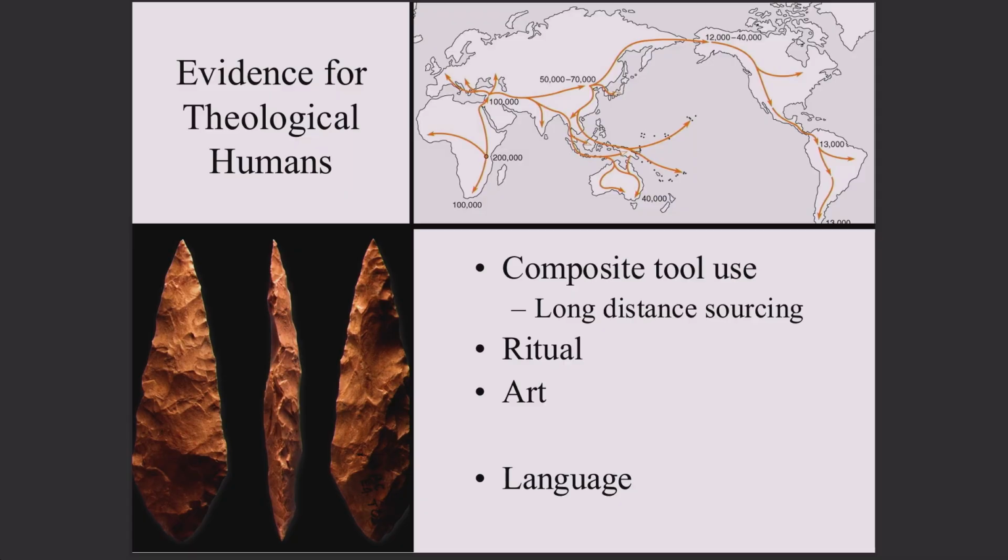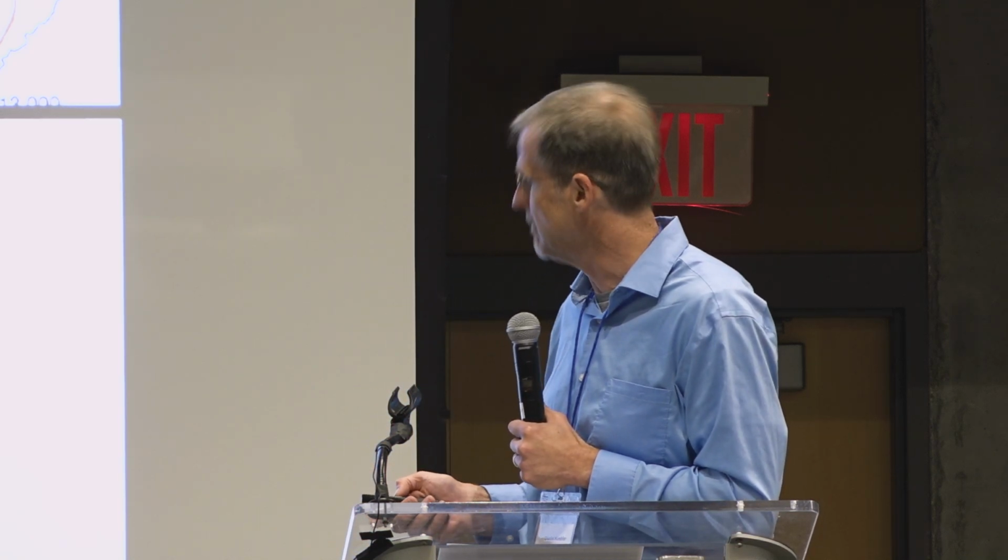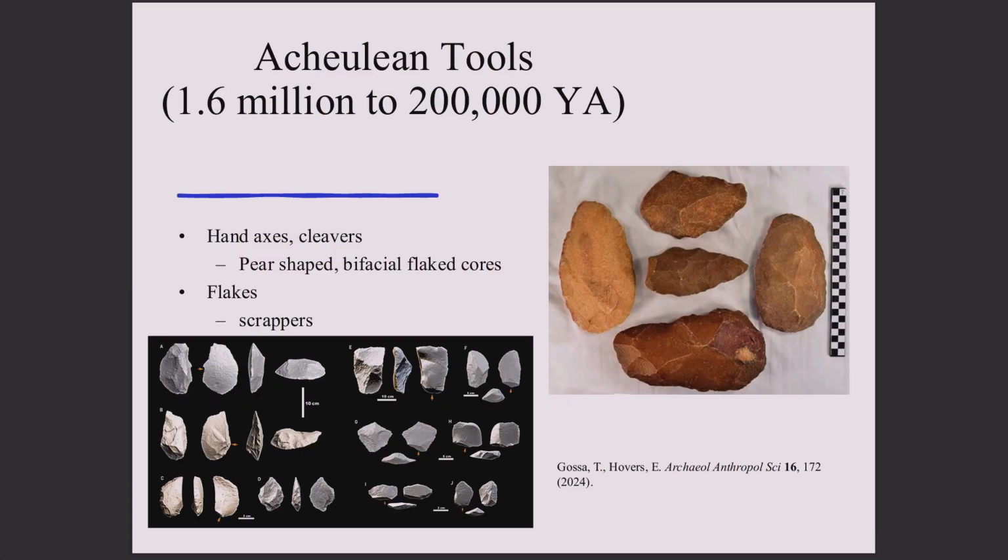Okay, so what are we going to look at? There are three things I want to focus on. The first is composite tool use. The second is ritual and jewelry, and the last is art. These are things that you would suspect may only be associated with species that have rational and conceptual thought. So just to frame this, we know the oldest modern humans are somewhere in Africa, emerging around 200,000 years ago, based on the fossil evidence throughout Africa.